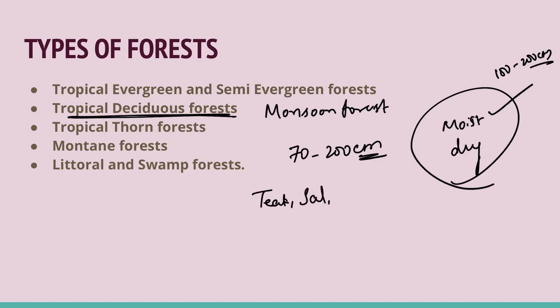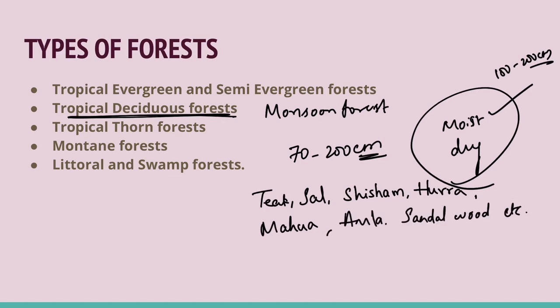Teak, sal, shisham, hura, mahua, amla, etc. These are the main species of this forest. Dry deciduous forests cover a vast area of the country where rainfall ranges between 70 to 100 centimeters. On the wetter margins, it has a transition to the moist deciduous, while on the drier margins to the thorn forest. These forests are found in the rainier areas of the peninsula and the plains of Uttar Pradesh and Bihar.